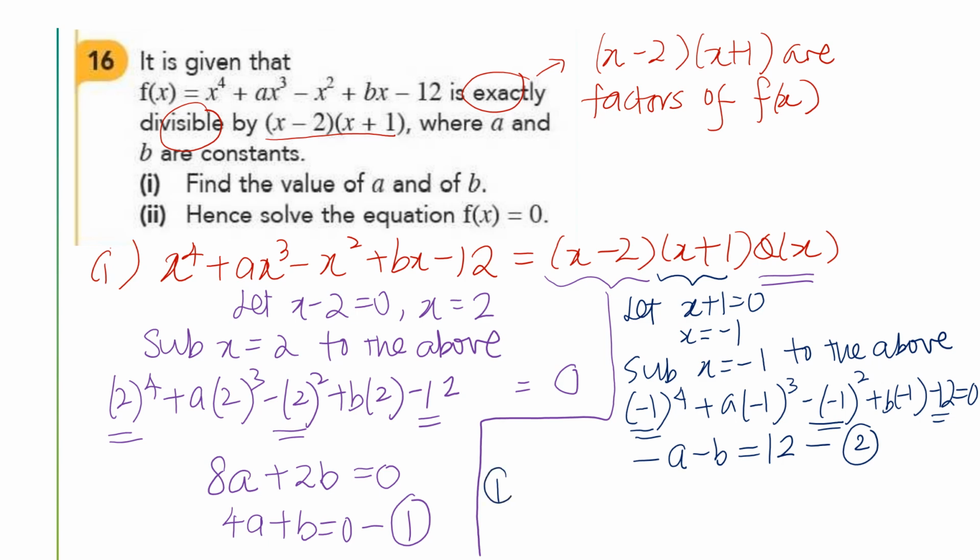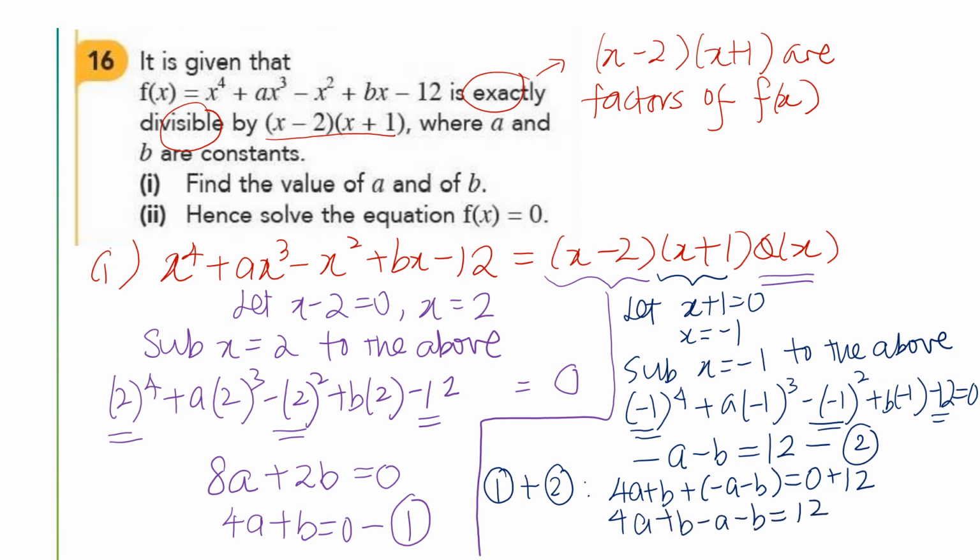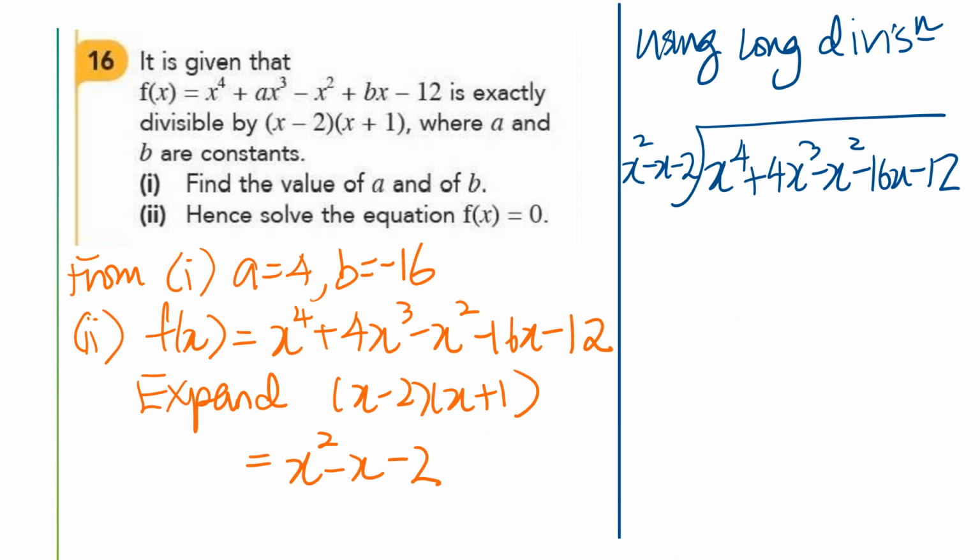So I'm going to just use the elimination method. So take equation 1 plus equation 2. I would have 4a plus b plus bracket negative a minus b, 0 plus 12. That will give us 4a minus a plus b minus b equals to 12. That will give us 3a equals to 12, and so a is equal to 4. And then you can just substitute a equals to 4 into equation 1, and you will have b equals to negative 16. Right, so from part I, we managed to find a equals to 4 and b equals to negative 16.